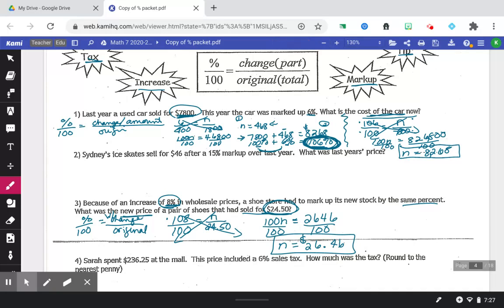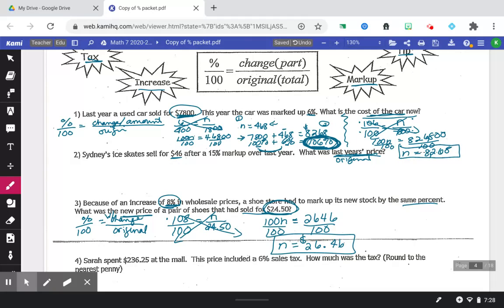All right, let's look at number 2. Sydney's ice skates sell for $46 after a 15% markup over last year. What was last year's price? Okay, so last year's price, we're actually looking for the original. That's what it was before it was marked up to the $46.